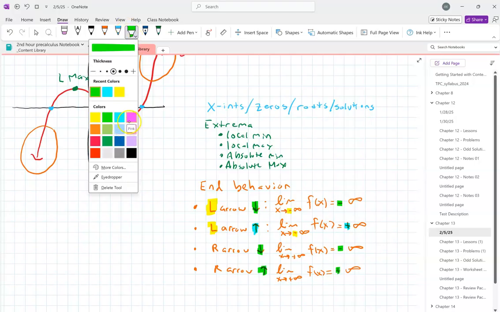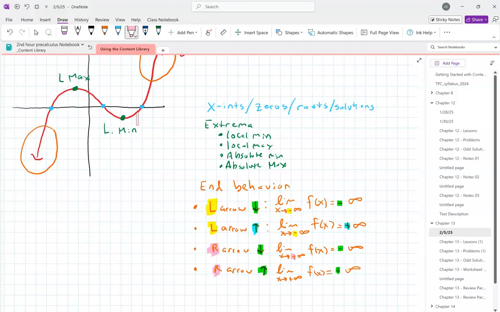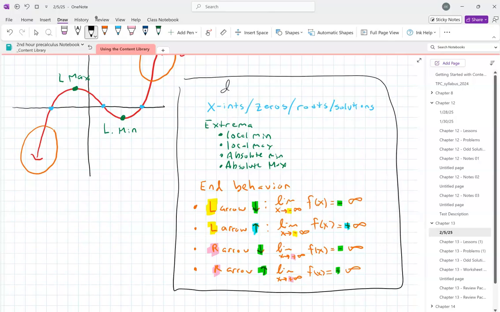And then I need one more color. I'll do pink. And then right is the positive. So this is just some definitions, right? And a little bit of notation. So far, so good? Yeah. Okay.